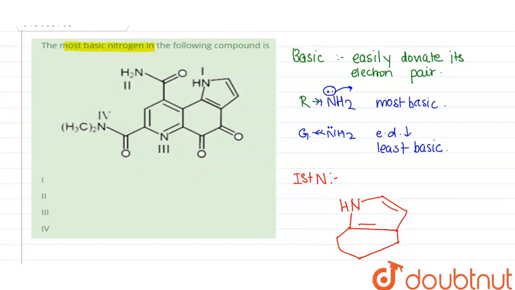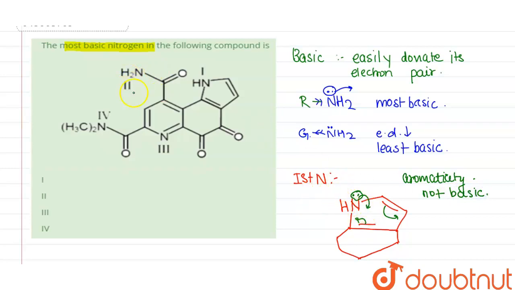Now, if we see the electrons on the nitrogen, there are 2 electrons here, and they are involved in this ring, in the aromaticity. That is, it is conjugated, planar, and has 6 pi electrons. So this one will not be basic. The basicity decreases as the lone pair is involved in aromaticity here.